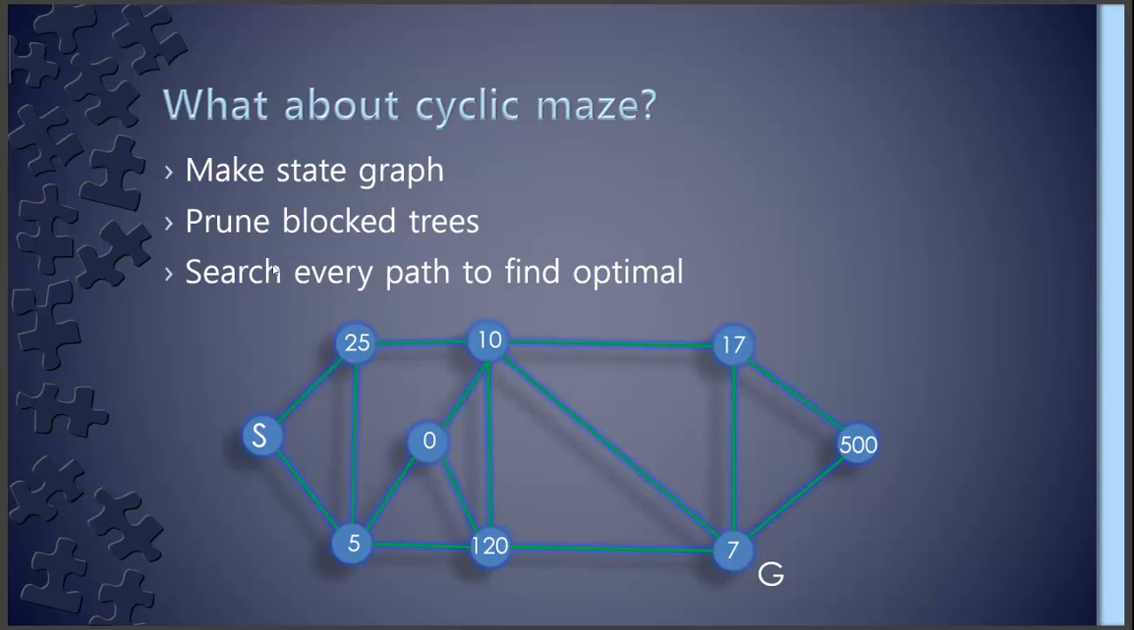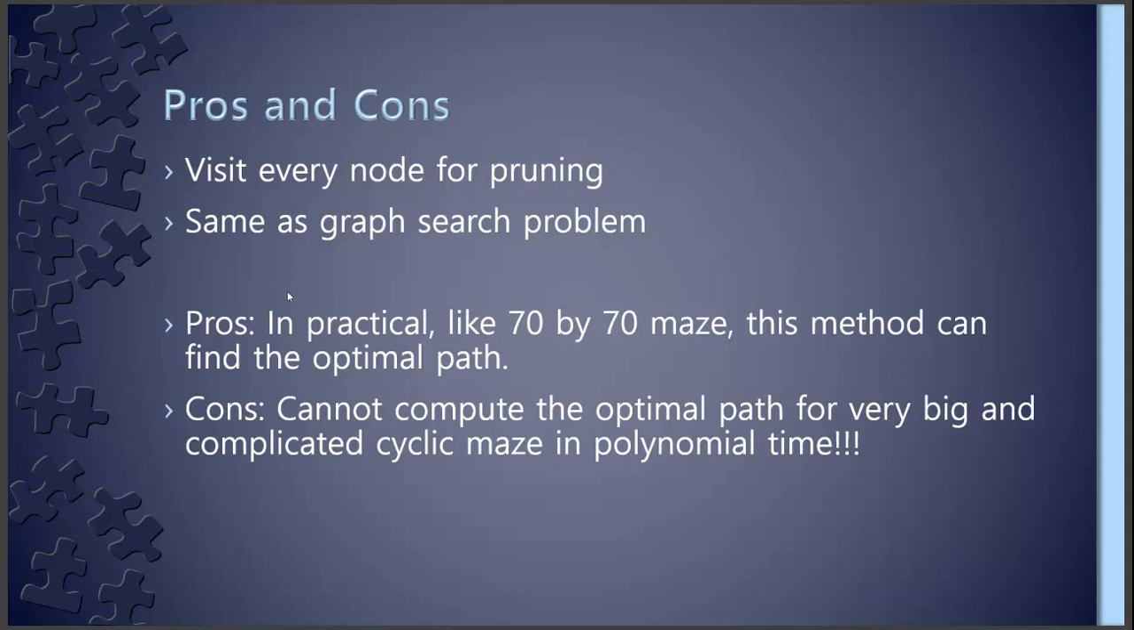At last, I want to discuss the pros and cons of this method. We have to visit every node for pruning, and after the pruning process, this problem is the same as a graph search problem. So the con is, for a very big and complicated cyclic maze, we cannot compute the optimal path in polynomial time. However, practically, like in our problem, we're only dealing with a 70 by 70 maze. This method can find the optimal path quickly.